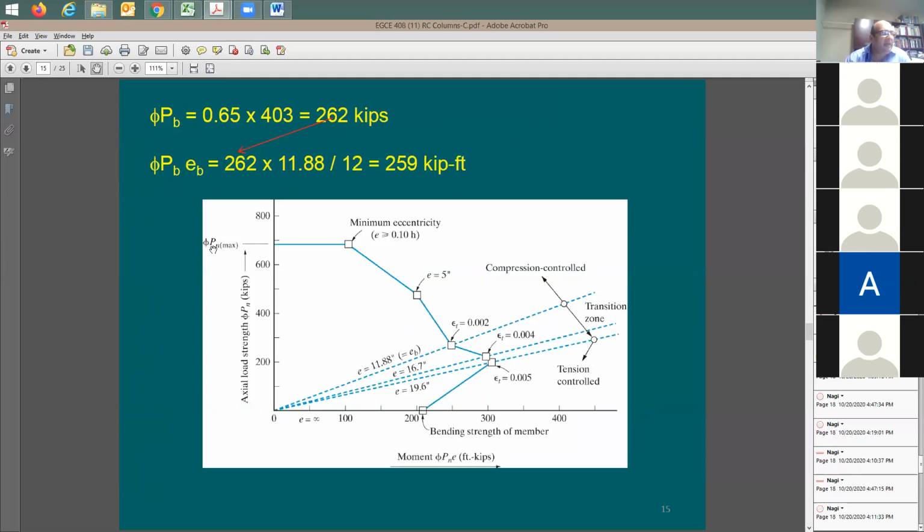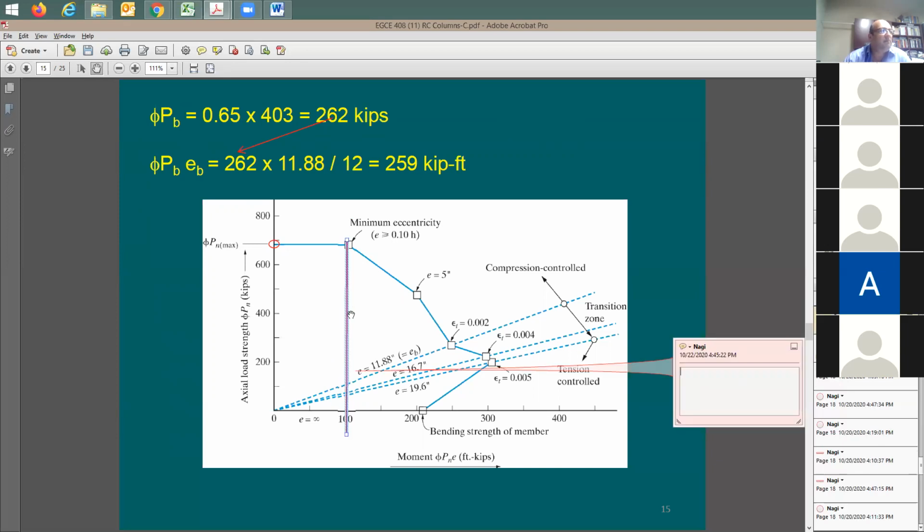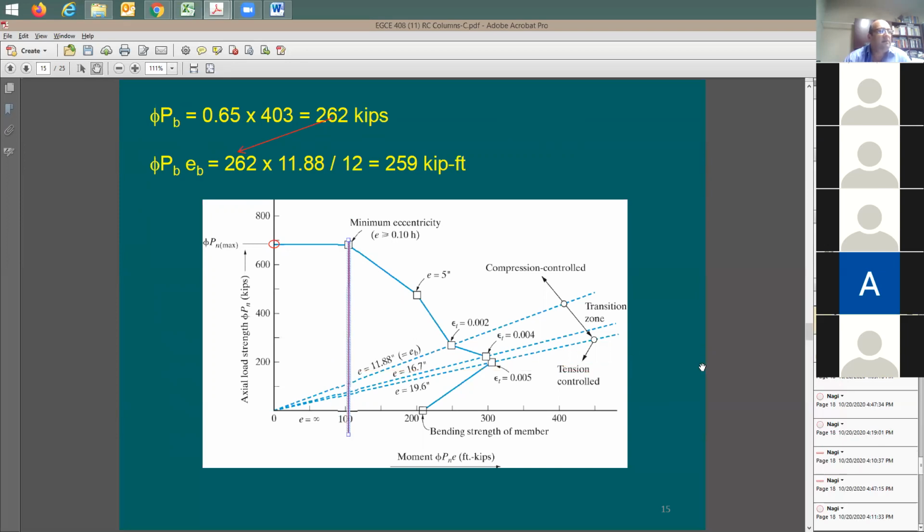Here is the axial load value that we just talked about. This is the one that we just calculated. So here's this point. How about the small eccentricity? Small eccentricity means 10% of H, and actually this is going to be this point. Therefore, the moment is going to be right here, which is 112. So I guess now we understand this point and that point. Am I correct? Any questions on this?